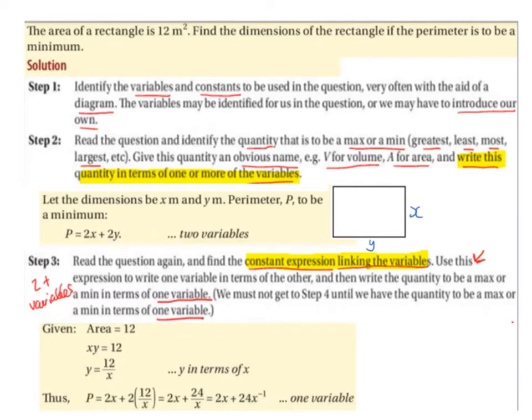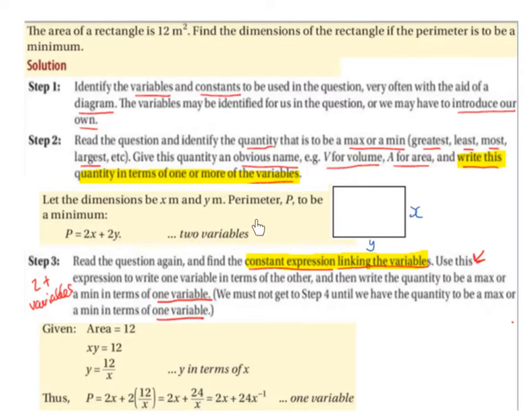So the perimeter is equal to the length plus the other length plus the width plus the other width. Since the lengths are going to be the same, it's going to be P equals 2x, and the widths are going to be the same, so it's going to be plus 2y. So here we have a formula for the perimeter of this rectangle: P equals 2x plus 2y.